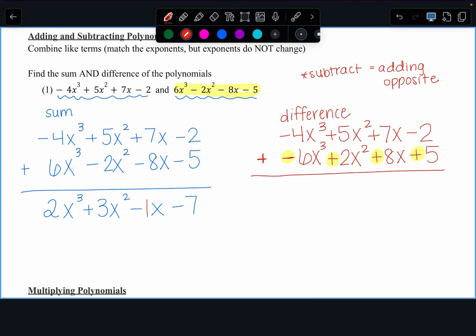So what is a negative 4x to the third and a negative 6x to the third? Negative 10x to the third, good. 5x squared plus 2x squared? 7x squared. Positive 7x squared, good. 7x and 8x? Positive 15x. Negative 2 and a positive 5? Positive 3. Okay?